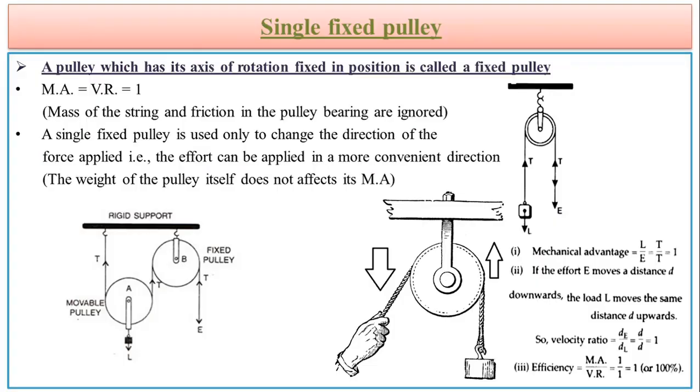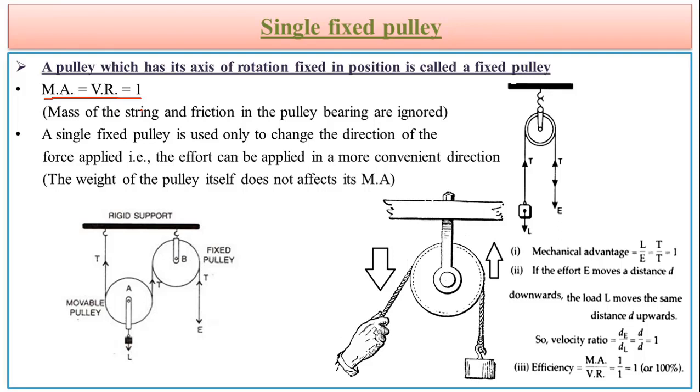A single fixed pulley is a kind of pulley where the pulley itself is hanged or placed on a rigid surface. Thus, the pulley itself doesn't change its position. It just goes around its axis. In a single fixed pulley, the mechanical advantage and the velocity ratio equal 1.